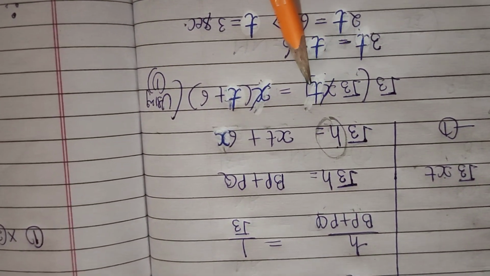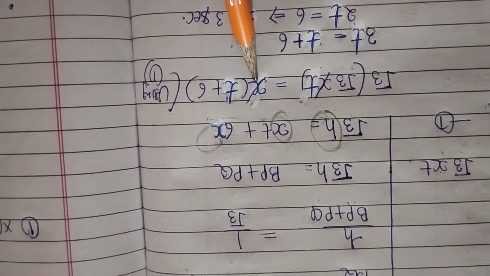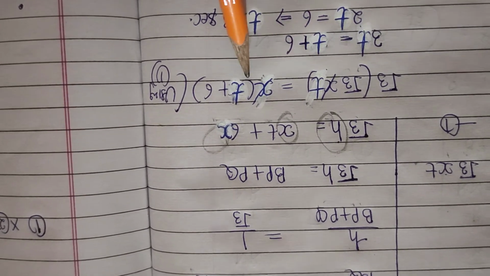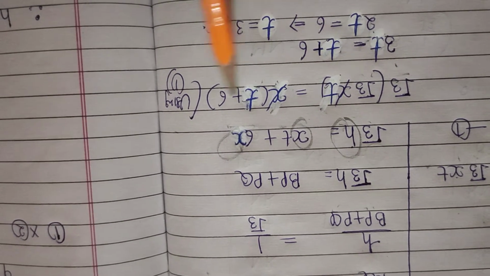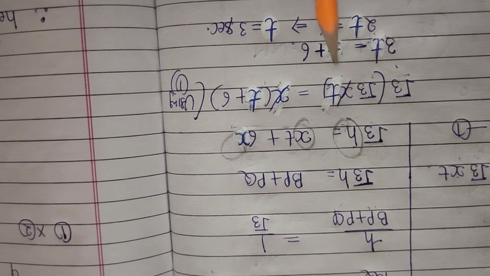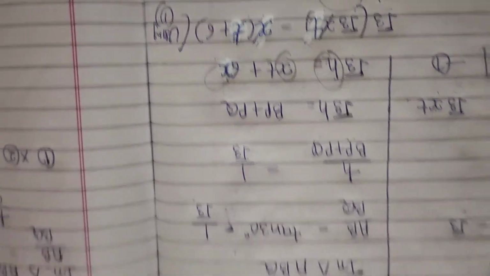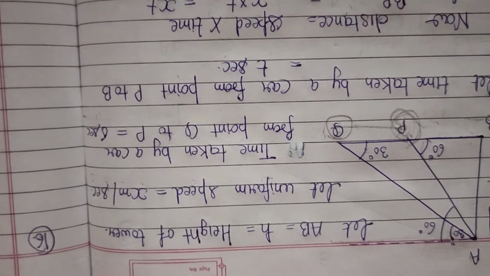It is root 3 xt, and from here I can take x as common because we don't want x. We are required only t. Root 3 into root 3 t is equal to 2t plus 6, and here 2t is equal to 6. T is coming 3 seconds. So within 3 seconds, the car will approach the foot of the tower.